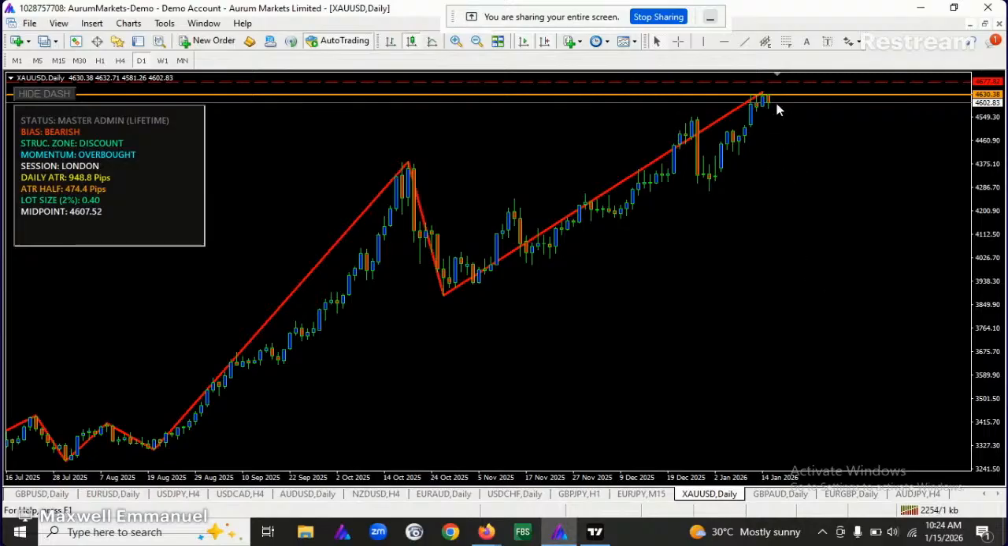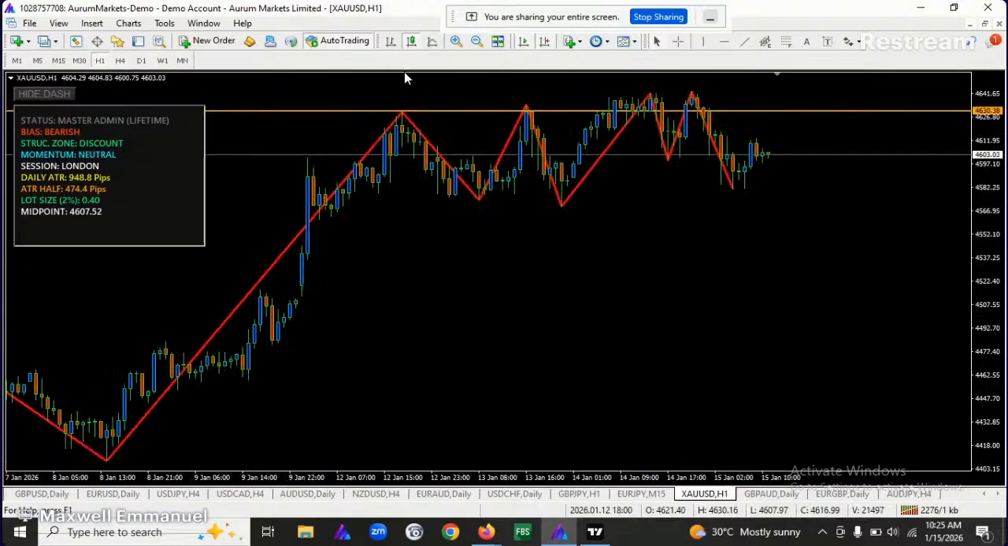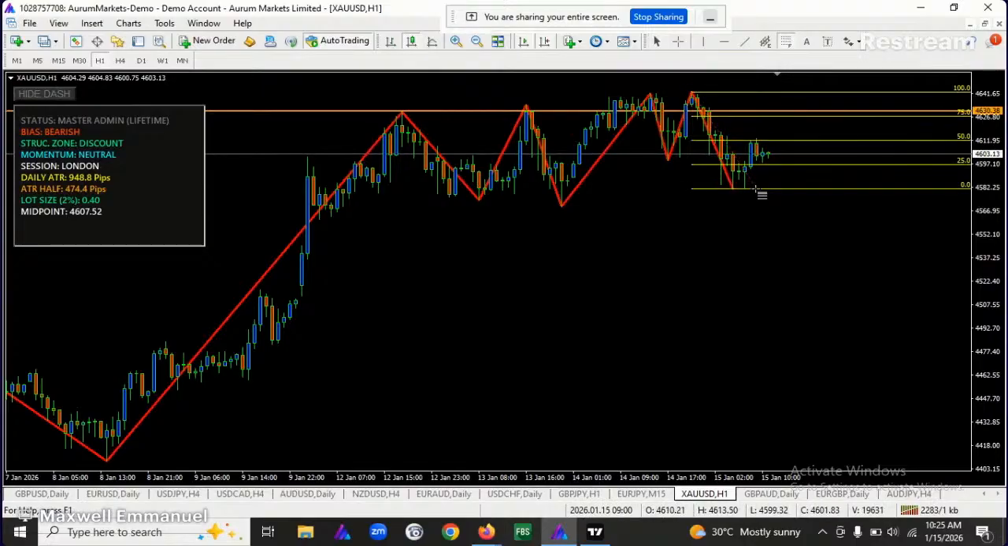So if today's candle closes bearish, expect more sells on gold. Since price is at the discount area, on the 1 hour, if we apply our Fibonacci from this swing high to this swing low, we want price to pull back to a premium area before we sell.